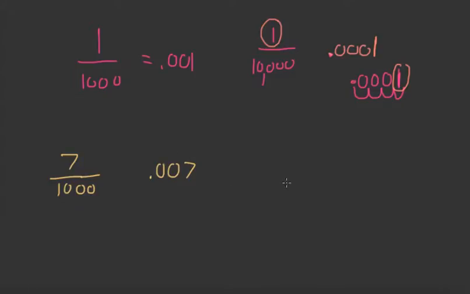Now let's look at D. D is 13 over 100. Okay. Well, again, we look at the zeros. How many zeros are there? There's 1, 2. So we could just put a point there, and then 1, 3. That is how many numbers there's after the decimal. Well, there's 2 numbers after the decimal.